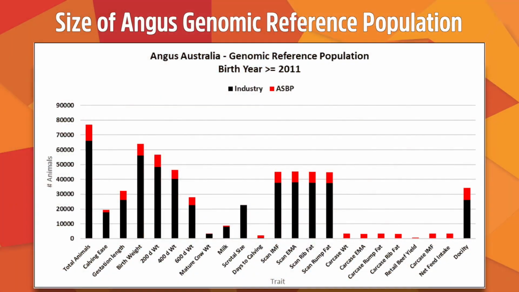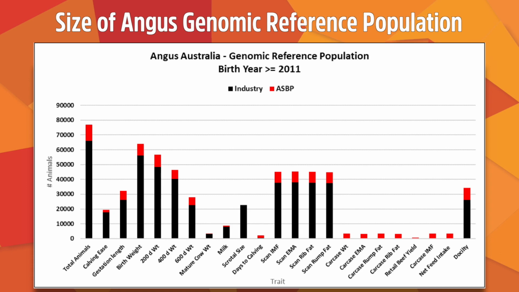And if we delve into that a little bit more and start to look at what is that Angus genomic reference population and how large it is, it's a combination of information which has been collected on animals in the Angus sire benchmarking program, but also the information which has been collected by breeders in the seed stock industry over time. And the relative information depends on the different traits. So within our genomic reference population now, and it's growing all the time, we have around 70 to 80,000 animals with DNA information.